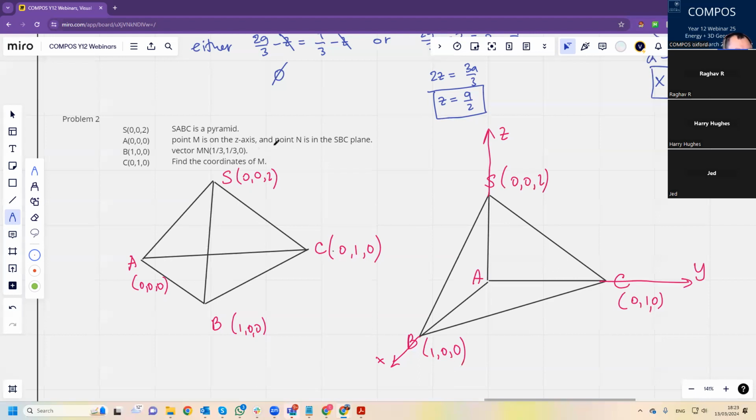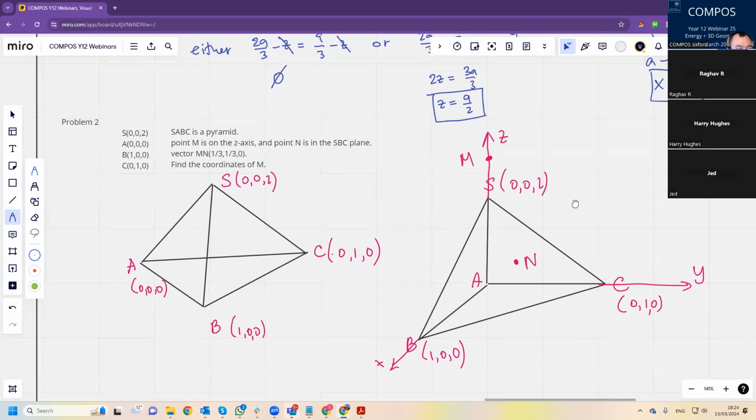So M is on the z-axis. We don't know if it's in the pyramid or not, so I just draw it here. M, point M. N is on the SBC plane. Okay, so point M is in this plane. N is in this plane.